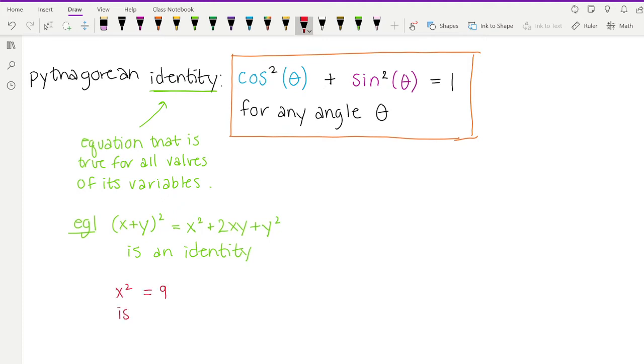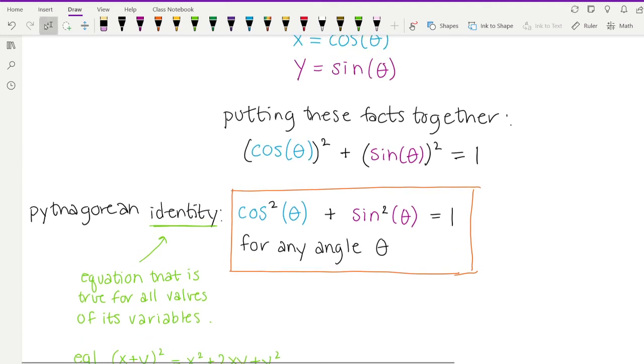That is not an identity, right? That is only true for specific values of x. That is an equation, but it's an equation that you would need to solve. Whereas this, you wouldn't solve this equation. This is just something where the left and right-hand side are the same. They're just different ways of saying the same thing. And so this is an identity. No matter what the value of theta is, this is always going to be true. You don't need to solve this equation for theta. It is just true for any angle theta.